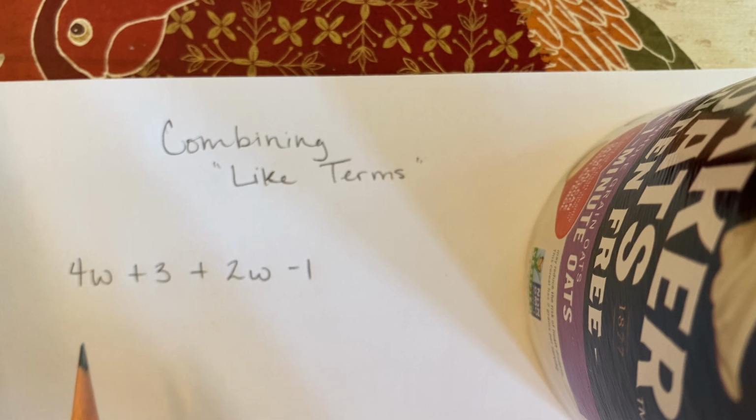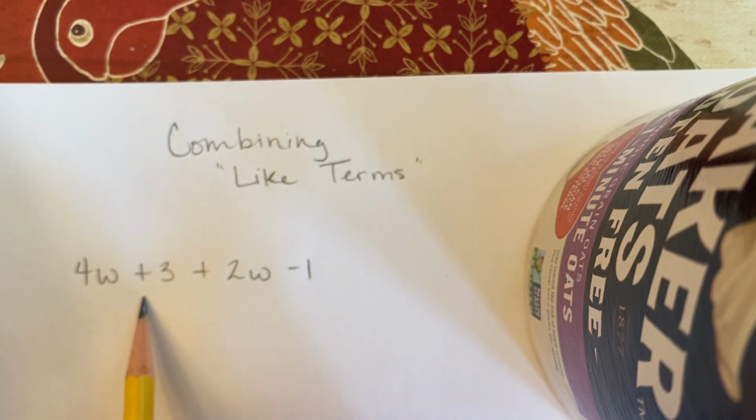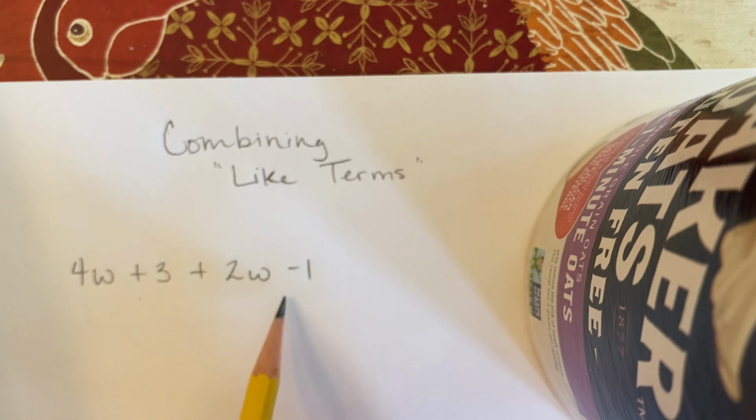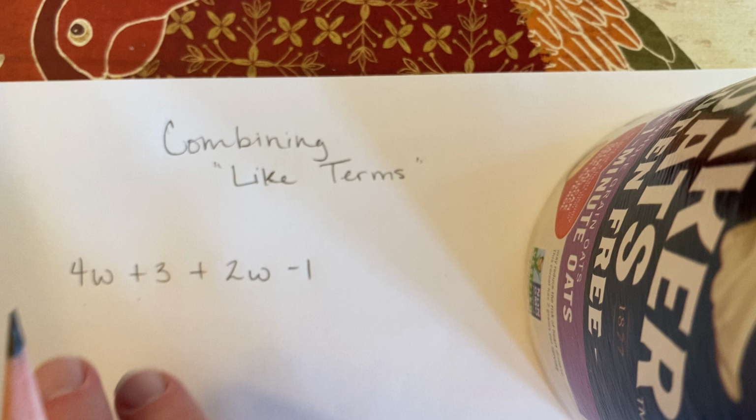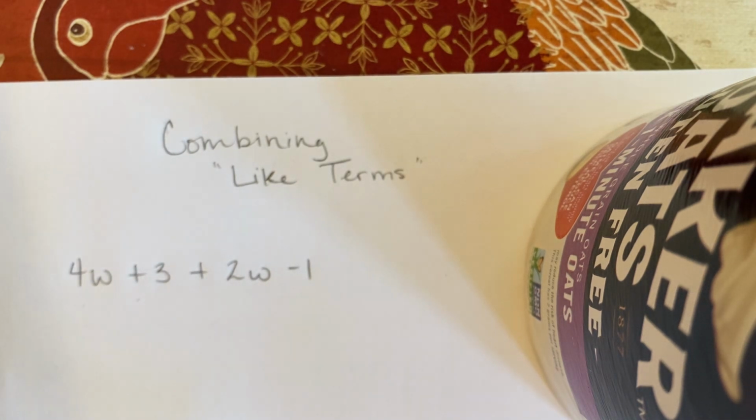This first example is an expression. It has 4w plus 3 plus 2w minus 1. If I'm looking at this, I see numbers and letters. It's all fun and games until they start mixing numbers and letters. I see some numbers are hooked up with that w and some numbers are just standing alone by themselves. My first thought here is to group the things together that look alike.